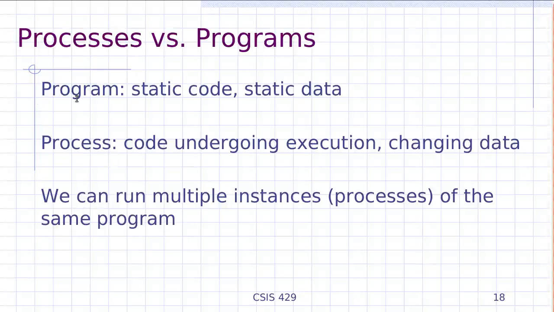So we saw that CPU.c, that was some static code with some static data. That's just one program, but we create multiple processes. You can create more than two. You can create as many as you want. You can write a shell script to create hundreds of processes from the one program. So what is a process? It is code that is currently being executed, changing data, and changing data only for that one process.